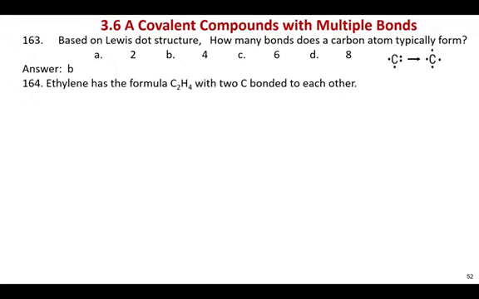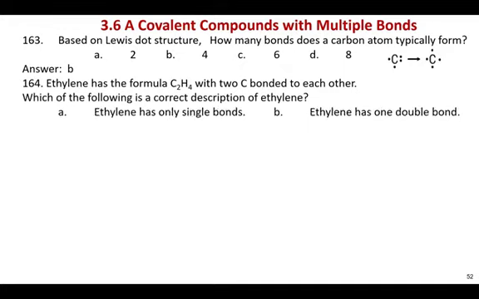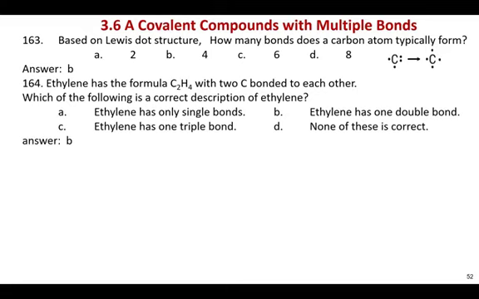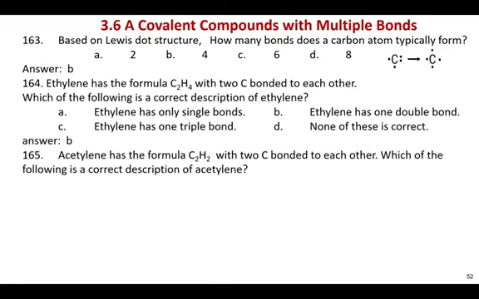How many bonds does carbon make? 4 bonds. Nitrogen makes 3 bonds. Oxygen makes 2 bonds. Chlorine, halogen group, makes 1 bond. We look at ethylene. Ethylene has a structure of this, 1 double bond. B is the correct answer.